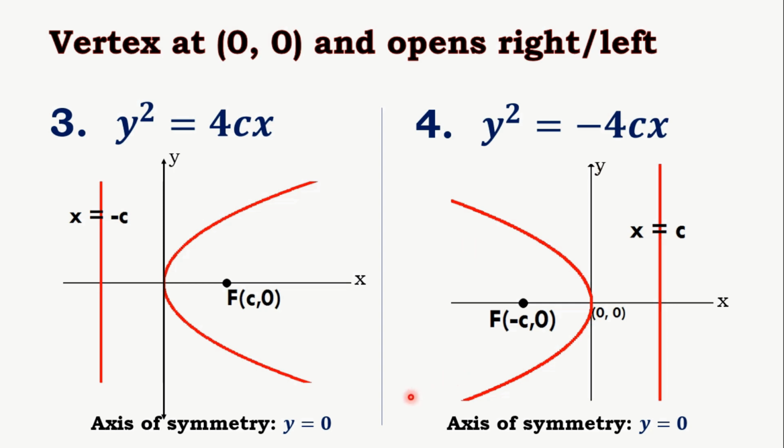The directrix are vertical lines, and that pass through the x-axis. This means that the equation of L is x equals negative c or x equals c. The axis of symmetry for both illustrations is y equals 0.